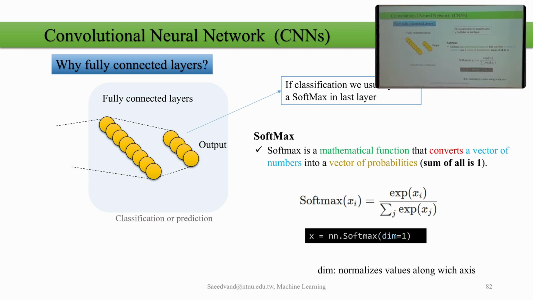Very simple. It's a mathematical function that converts a vector of numbers into a vector of probabilities. It gets these values and says, okay, what is the probability for each? This is the equation, and this line can do that for you. So when you have a classification problem, you need to apply, for example, softmax at the end layer: neural network softmax with dimension equal to 1, the dimension along which axis we want to normalize the values. Then it gives you the probabilities.